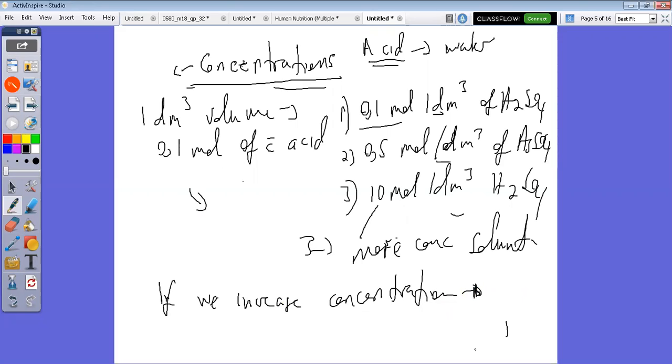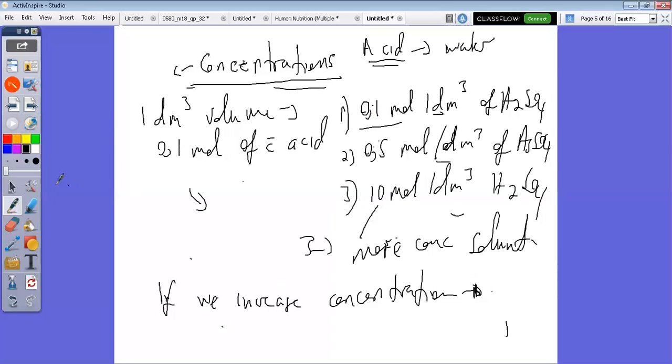Can you see that? Because indirectly, I have increased the number of collisions altogether, because I now have more moles of the acid per volume compared to this. So this one will have more collisions than this altogether. So increasing the concentration, that's how it increases the rate of the reaction.